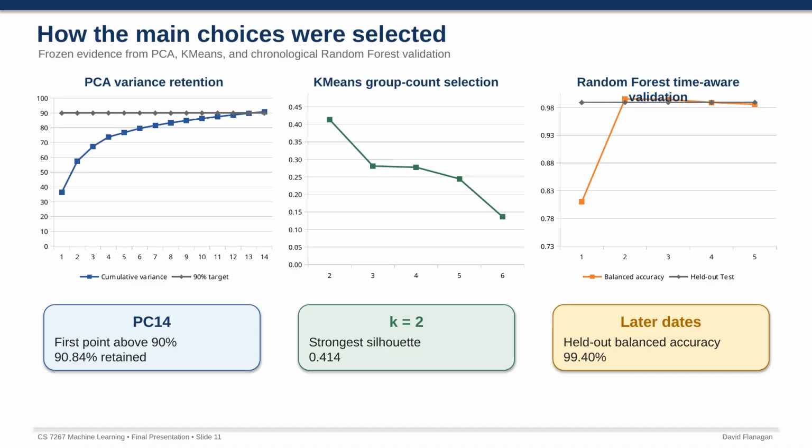K-means then tested several possible group counts. The scores for 2 groups were 0.414, 3 groups scored 0.281, 4 groups scored 0.277, 5 groups scored 0.245, while 6 groups only scored 0.136. A silhouette score measures whether a point is closer to its own group rather than to other groups. Higher is better, and 2 groups were the clear winner.